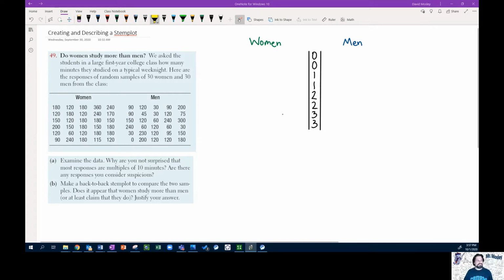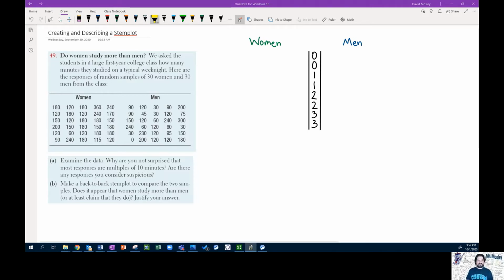Today we're going to be looking at an example about creating and describing a stem plot given a set of data. This problem we're going to be working on is problem 49 in our textbook, Practice of Statistics, 5th edition. And it is on page 43 in the section 1.2 exercises. Alright, so here we go.